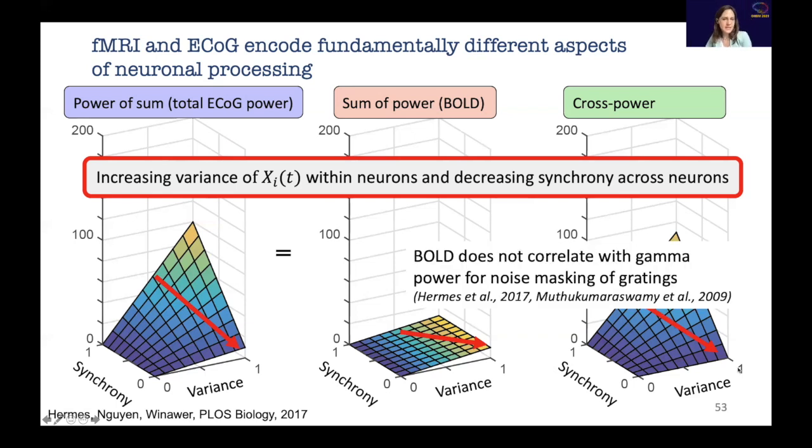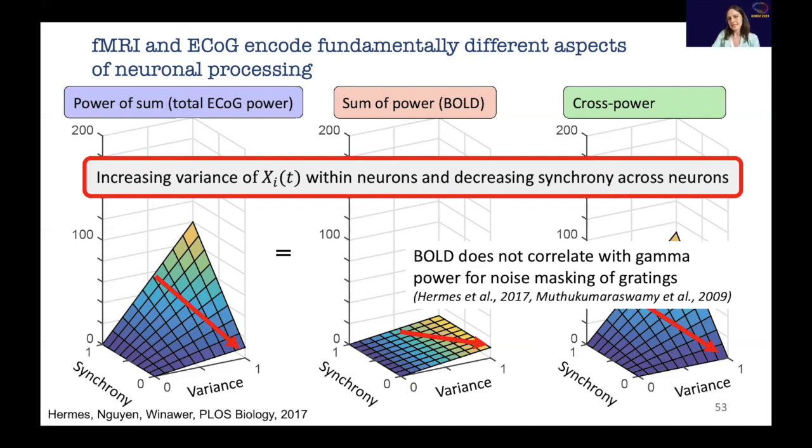And we can see this also in measurements where BOLD does not correlate with gamma power for noise masking of gratings, for example. And Suresh Mithuparamaswamy has shown many examples when BOLD does not correlate with gamma. And this example shows that whenever we move along the axis of synchrony here, this green term increases. And in these cases, BOLD and field potential measurements can dissociate.